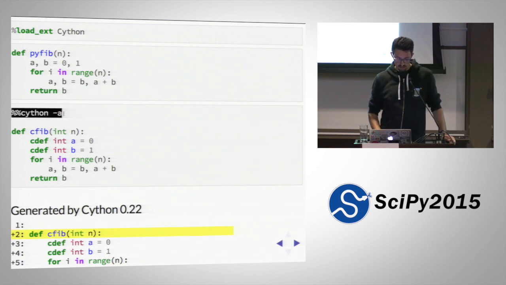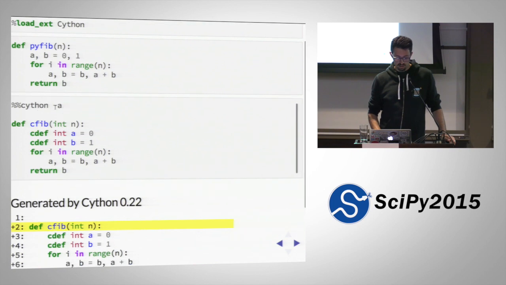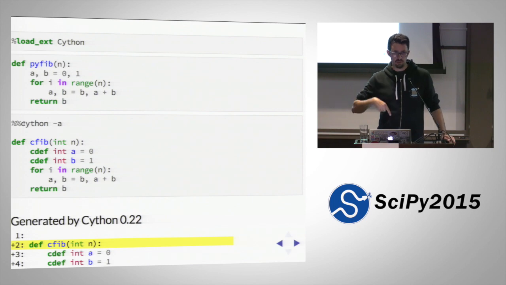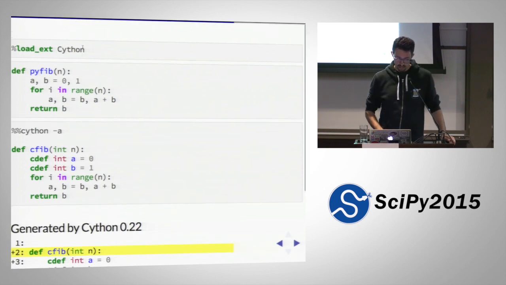One neat thing about Cython is that you can use the Cython magic, note the percent signs. You can do this in the notebook and write a function that gets compiled by Cython right there in the notebook and then use it in the rest of your analysis.